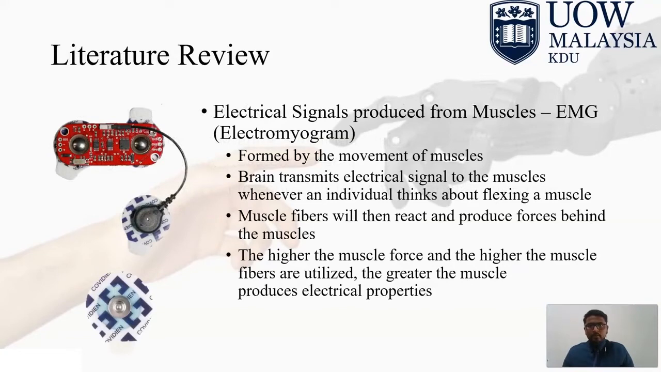As for the literature review, this is the MyoAware muscle sensor right here. The MyoAware muscle sensor is what I will be using to detect the EMG signal from the muscle. It is formed by the movement of muscles. The brain transmits electrical signals to the muscles whenever an individual thinks about flexing a muscle. Once this signal has been transmitted, the muscle will react, and the muscle fibers will be pushed forward. So the higher the muscle force, the more muscle fibers are utilized, and the greater the EMG signal produced.